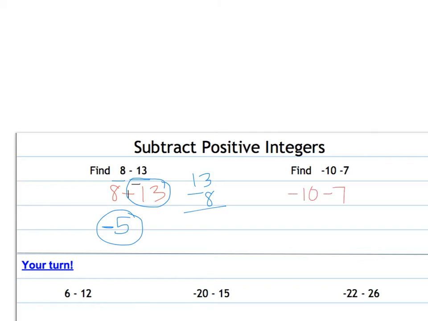-10 minus 7. I'm going to add the opposite. Now notice I have a negative and a negative, so my sum will be negative. 10 plus 7 is 17. So remember those rules, having them written down. That blue sheet that I gave you a while ago will be helpful as well.